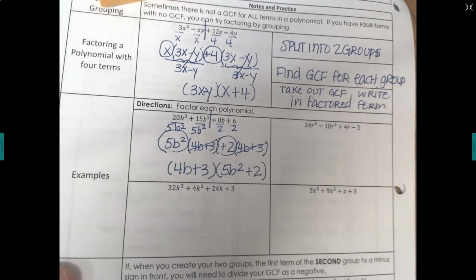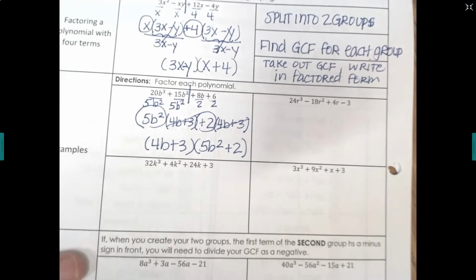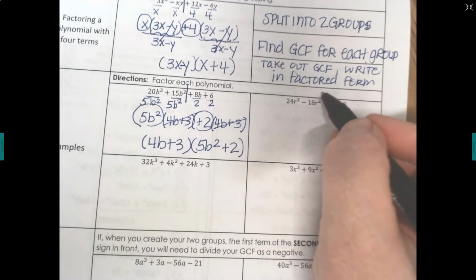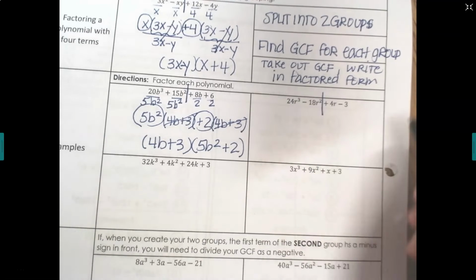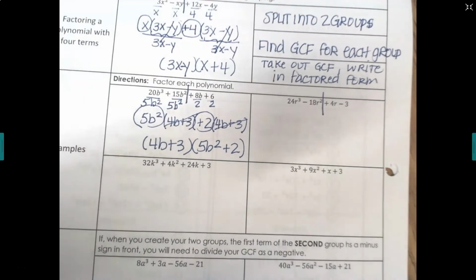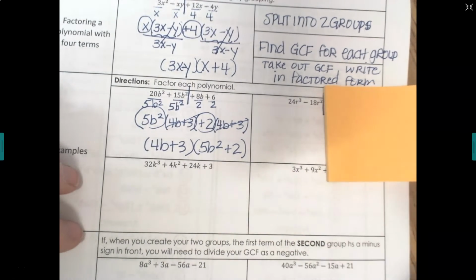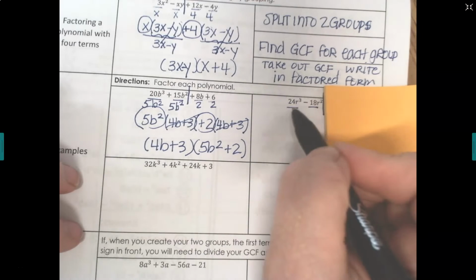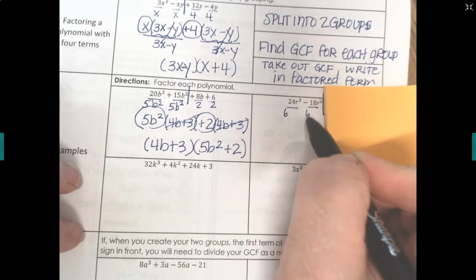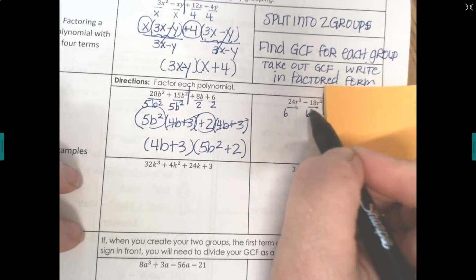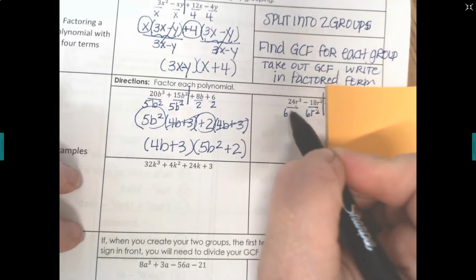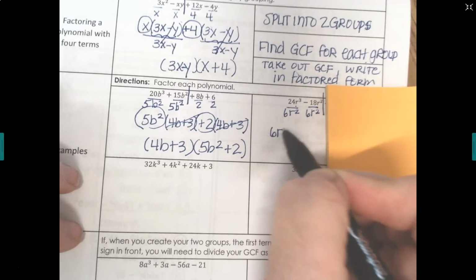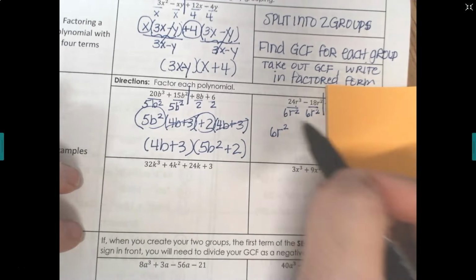So anytime there are 4 terms, that's too many to work with. We want to see if we can factor by grouping. We'll split them in half, and we'll look only at the left half first. 18 and 24 have a 6 in common. R cubed, r squared, r squared is the smaller variable, so we're going to use r squared. So our GCF on the left is 6r squared.